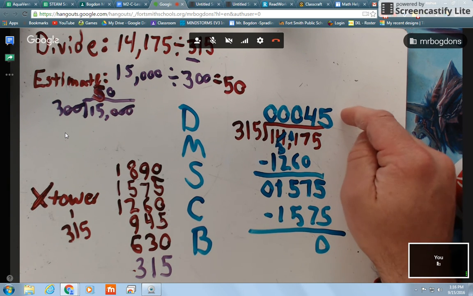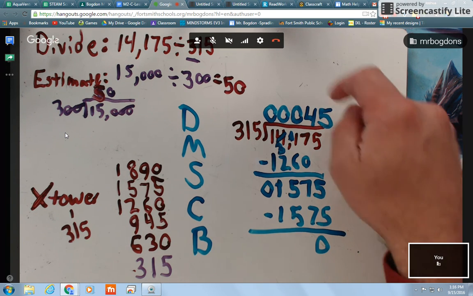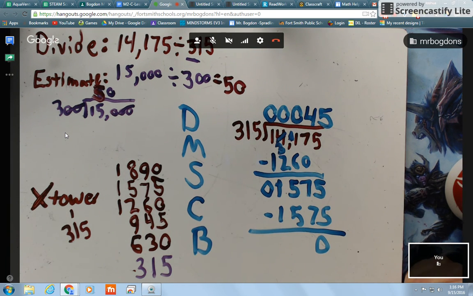How does my exact answer compare to my estimate? It's really, really close. So I can probably be assured that I more than likely have done this problem correctly. Go me, pat on my back. Let's do a couple more.